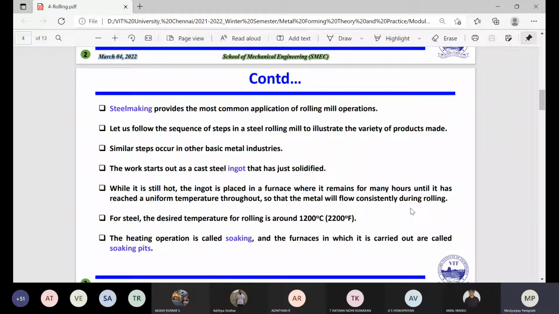If it is not uniform everywhere, maybe it can stop somewhere because there is a temperature difference. So for steel, the desired temperature for rolling is close to 1200 degrees centigrade. And the heating operation is called soaking.